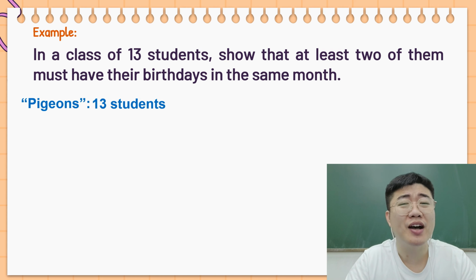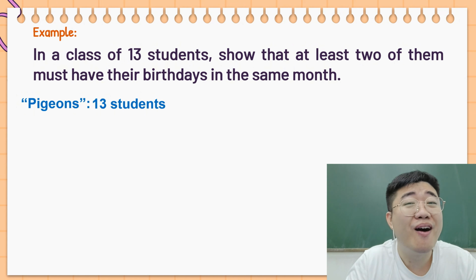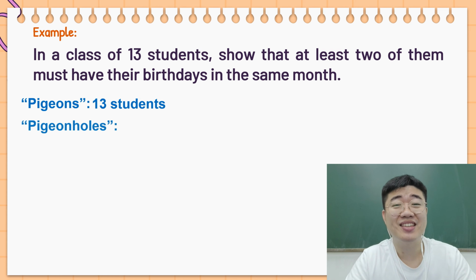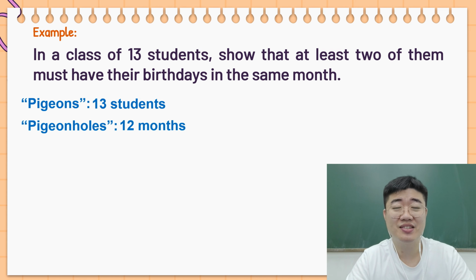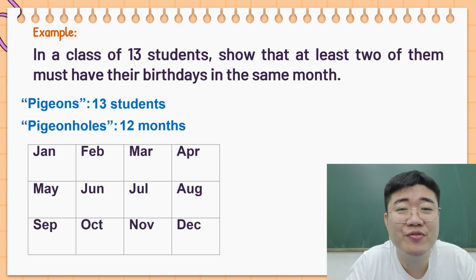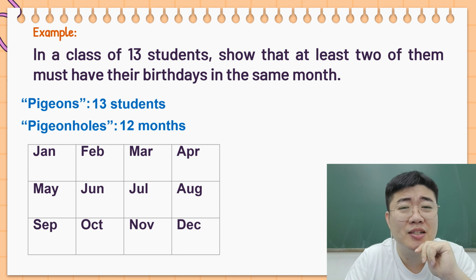We have to put the birthdays of the students into the different months. So we notice those 12 months here, they are acting as the pigeonholes. This is the 12th month. So let's get the 12 months first, from January all the way to December. The next thing we need to consider.